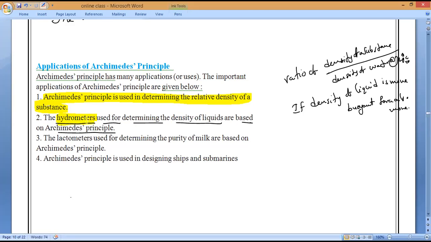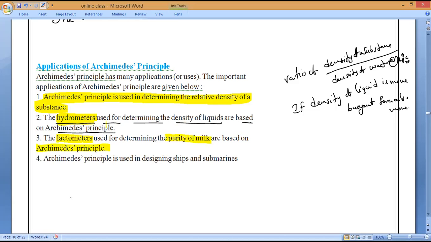Hydrometers. Please note it down. Next, lactometers. This is the one we will use most in our daily life. Lactometers. The purity or quality of milk is tested by a lactometer. This lactometer also works with the same principle, Archimedes principle, which is also based upon densities only. So lactometers are used for determining the purity of milk based upon Archimedes principle.